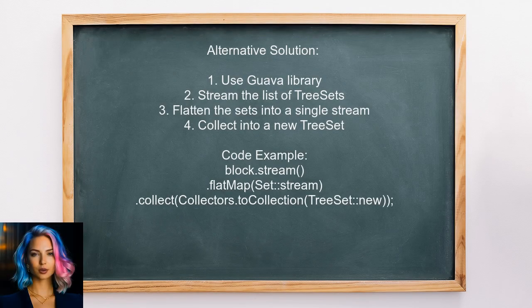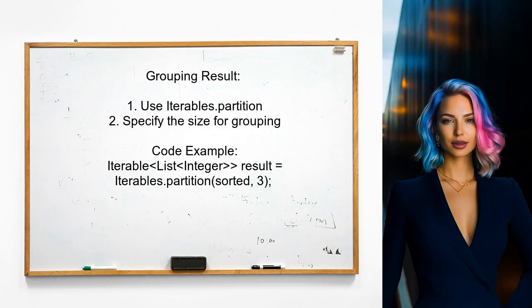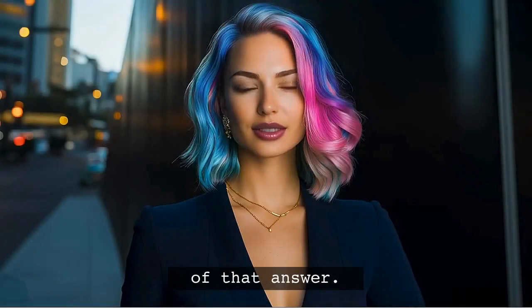An alternative solution provided by another user involves using the Guava library. They suggest streaming the list of tree sets, flattening the sets into a single stream, and then collecting the results into a new tree set. Finally, they mention using the Iterables.partition method to group the sorted elements into lists of a specified size. That's the end of that answer.